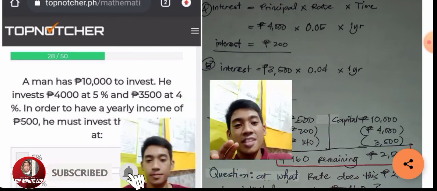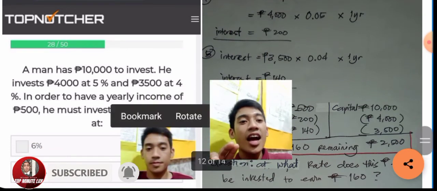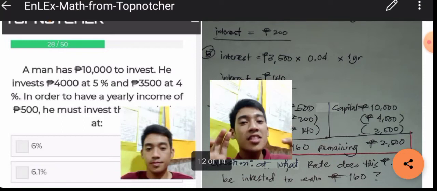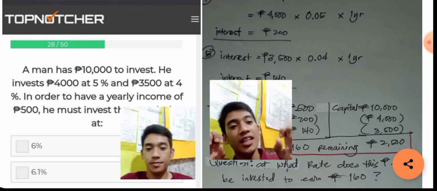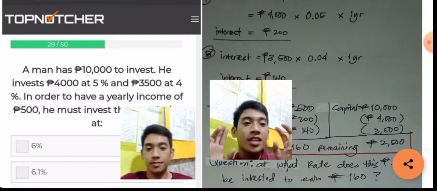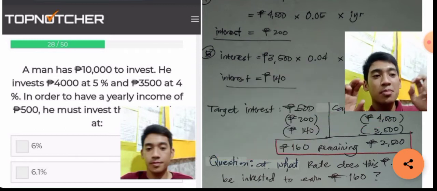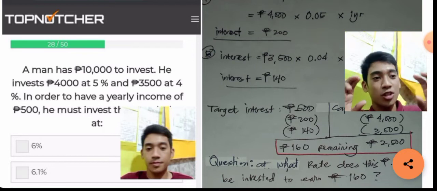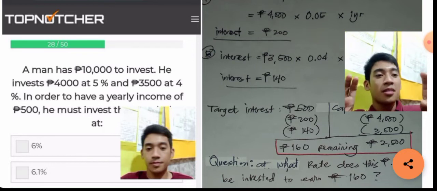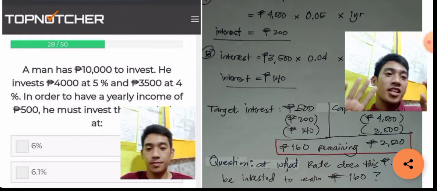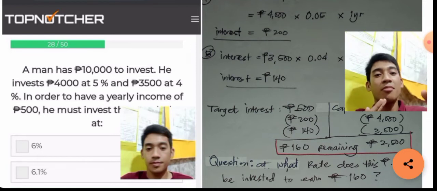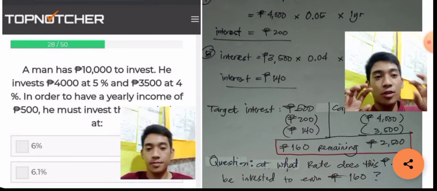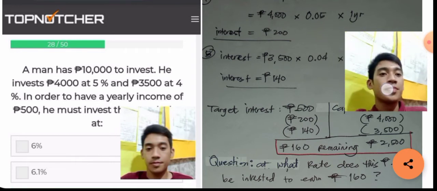The question here is, at what percent must he invest, at what rate? At what rate must he invest the remaining? For short, at what percent will this man invest the 2,500? The remaining from 10,000 is 2,500. Because the 4,000 is already invested at 5%, and the 3,500 is already invested at 4%. So, now the 2,500, at what rate? At what percent also?